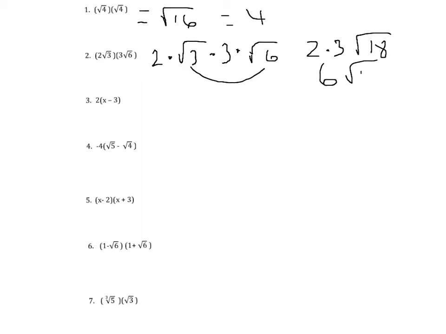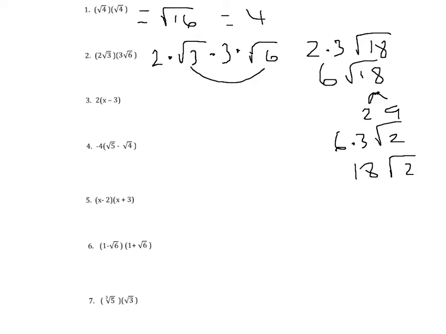Now 6 square root of 18, is that simplified? No, you need to go ahead and simplify that. Square root of 18 is square root of 2 times 9, and square root of 9 is going to be 3, and so now you have 6 times 3 because whatever comes outside is multiplied, and then square root of 2, so it's 18 square root of 2 is the answer for number 2.